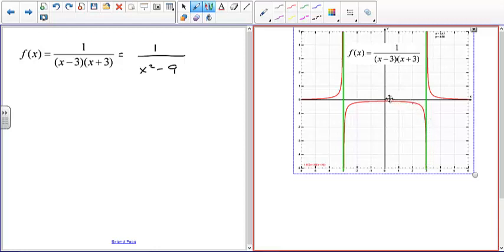I know that it can't cross the x-axis, so it has to stay below the x-axis. If you set x equal to 0, then you know exactly where it crosses the y-axis. You'd have 1 over negative 3 times positive 3, which would be negative 1/9.